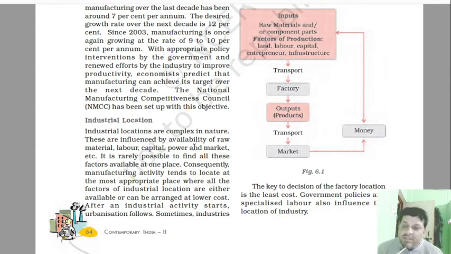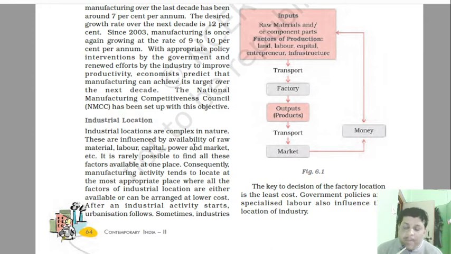But what are the factors which determine the location of industry? Is it possible that we can establish any industry anywhere? No. Few industries are of such a type which need to be established near raw material availability. Few industries need to be established near the market. Few industries need to be established in the periphery of an agricultural area, which is agro-based industry. So we will try to know the factors of industrial location.